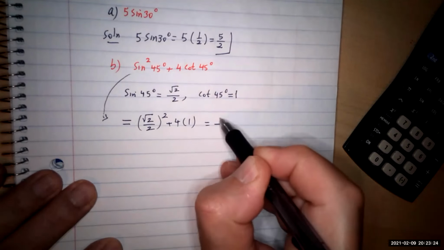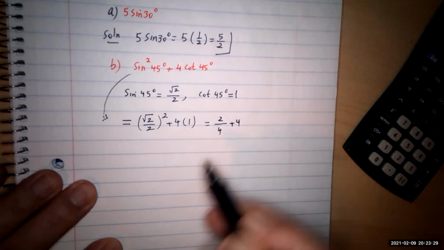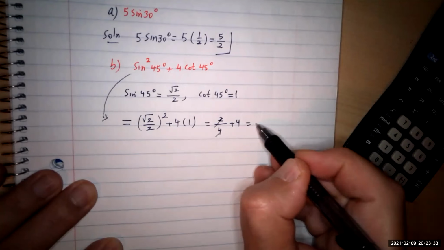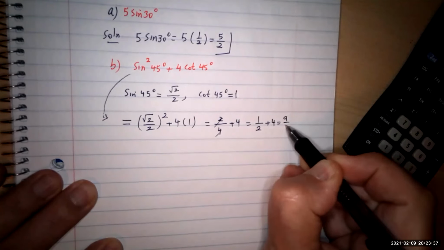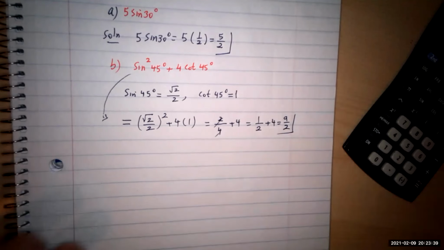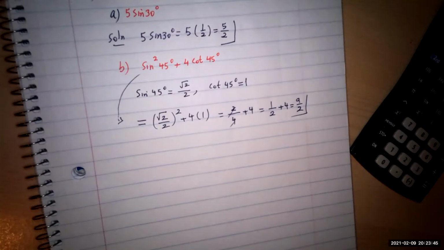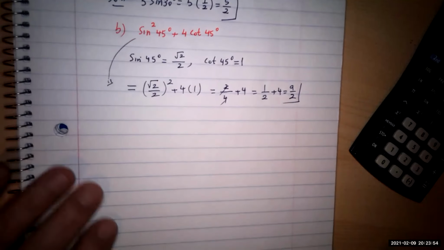Radical 2 squared would be 2, that gives you 2 over 4, and the second part is going to be 4. Okay, you simplify the 2 quarters as a half. 1 half plus 4 is 4.5, or 9 halves, the final answer. Okay, you are going to get more involved with this type of idea in the future, not now. So that is going to be the case.